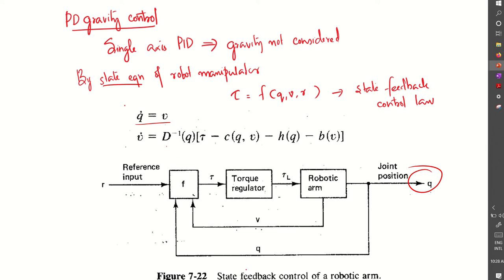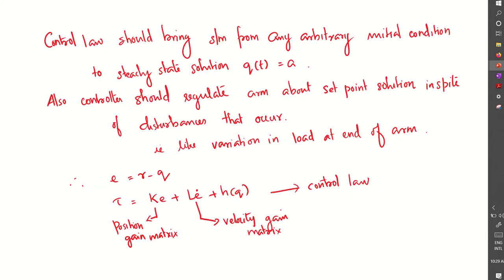You can see the diagram of state feedback control of a robotic arm, where we have a reference input R. According to that input, we have joint position Q. The error is the input value minus the actual measured value. If there is a difference in position, that is fed back. We also take the velocity of the robotic arm and feed it back, and it is used for regulation of torque. As a result, the output of the torque regulator gives the controlled load torque.